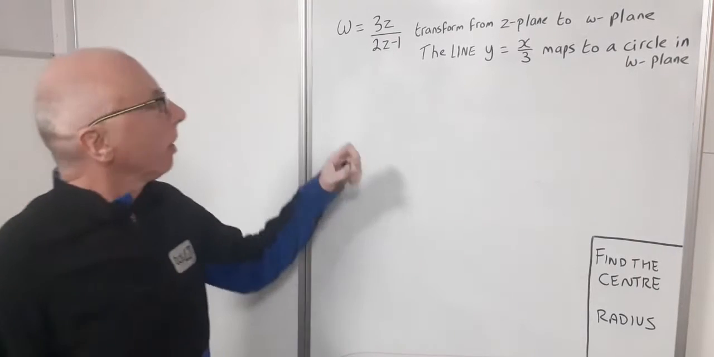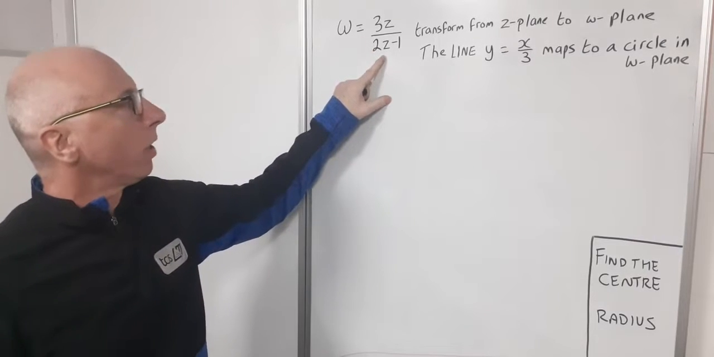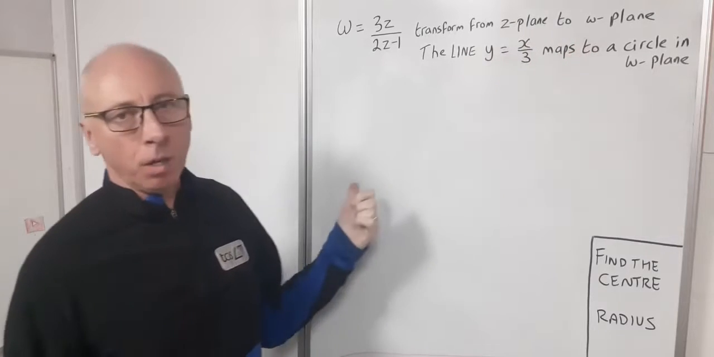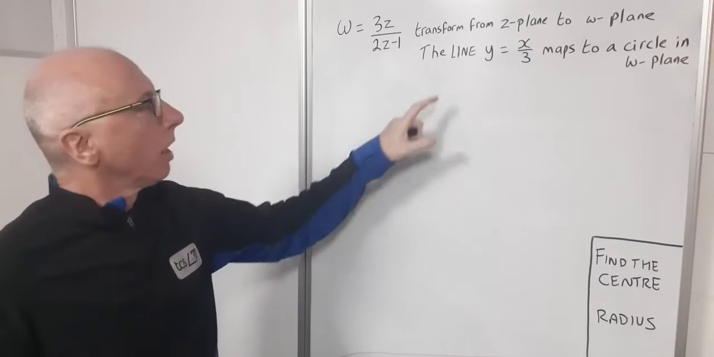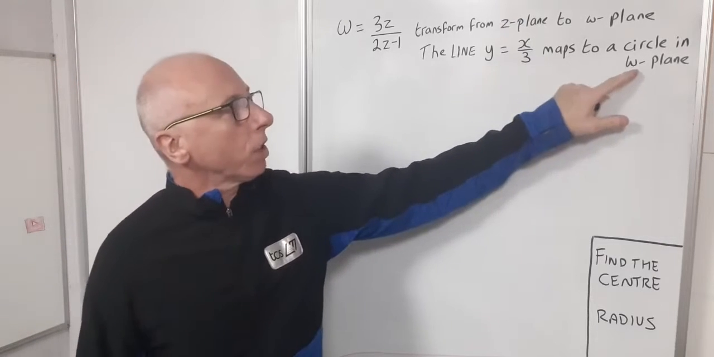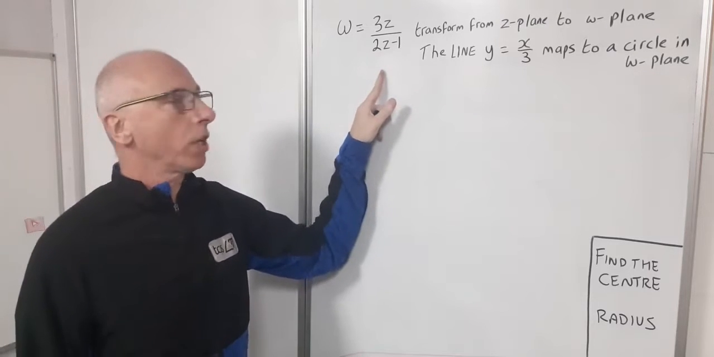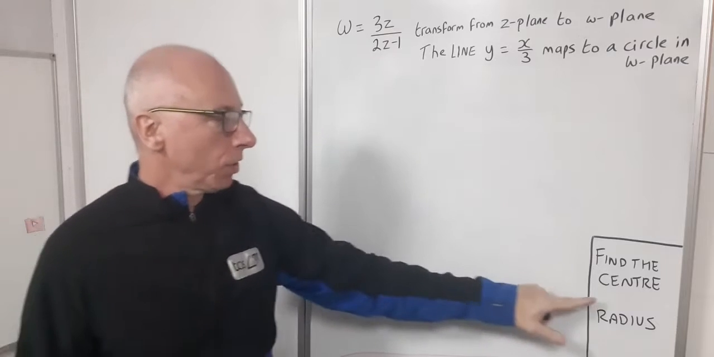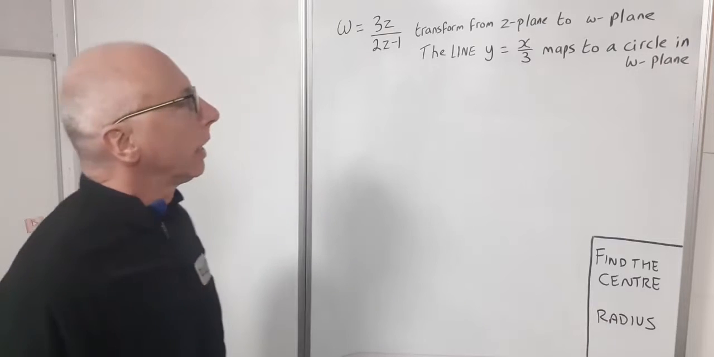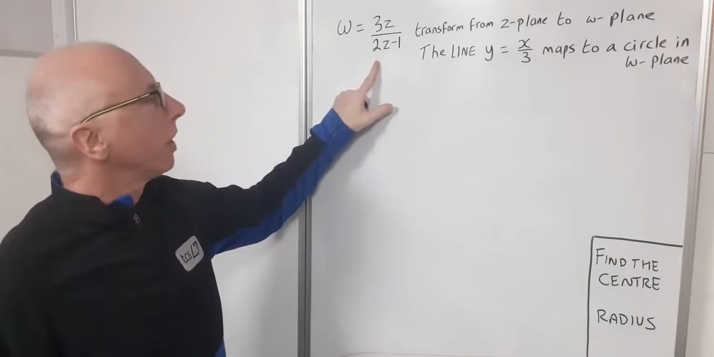So this question here, we've got a transformation w equals 3z over 2z minus 1, and it transforms from the z plane to the w plane. In complex analysis, this question's all about the line y equals x over 3 mapping to a circle in the w plane using this transformation. That's what we want to try and show, and what we're going to look for is the centre of that circle and the radius of that circle. So let's get straight to work on this and do some algebra.